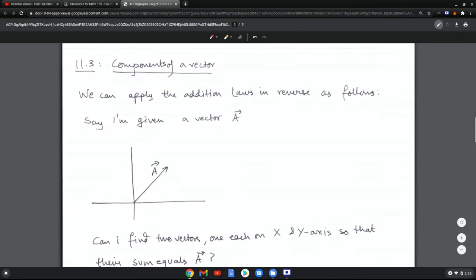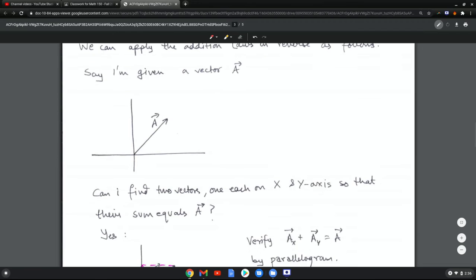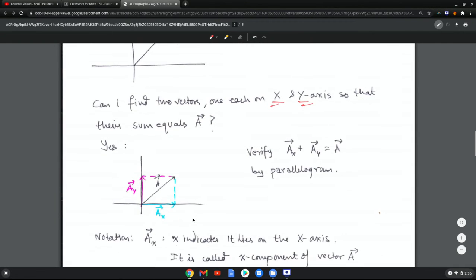Okay, components of a vector. Now we can apply the addition law in reverse as follows. Let's say I'm given a vector A. The question is, can I find two vectors, one on the x-axis and the other on the y-axis, so that their sum equals A? Yes. How? We take the vector A, I drop 90 degrees onto the x-axis, and I call this vector AX. And I drop a 90 degree onto the y-axis, and I call this vector AY.